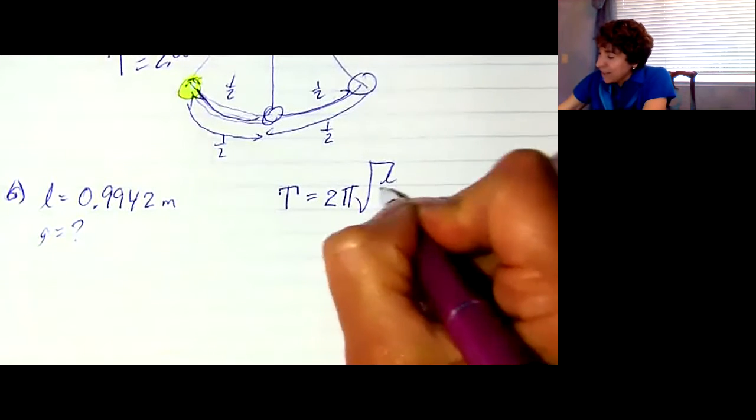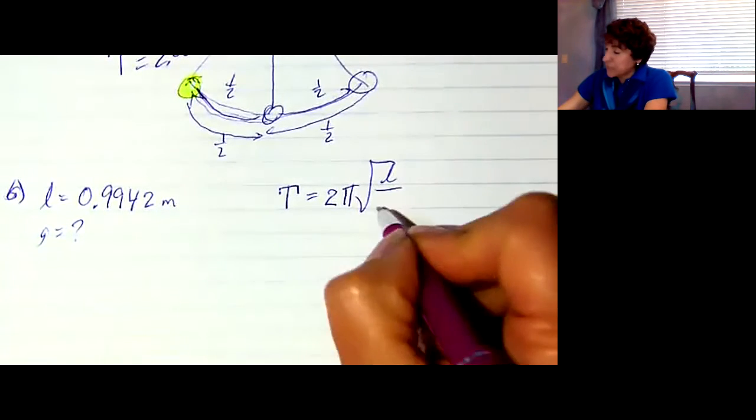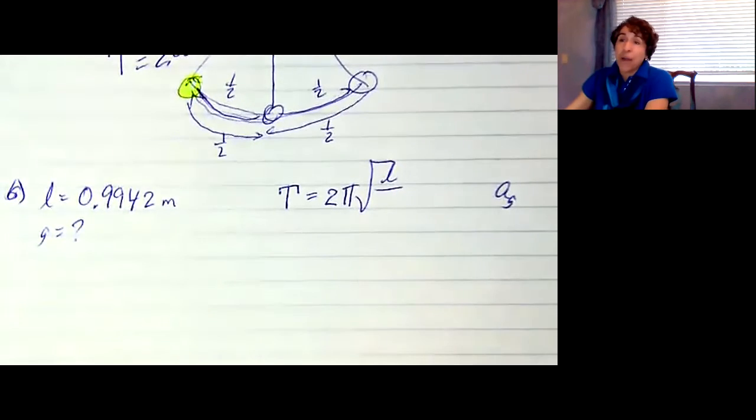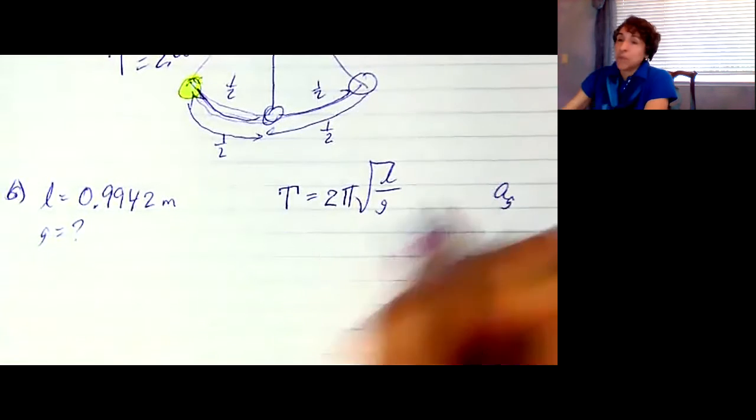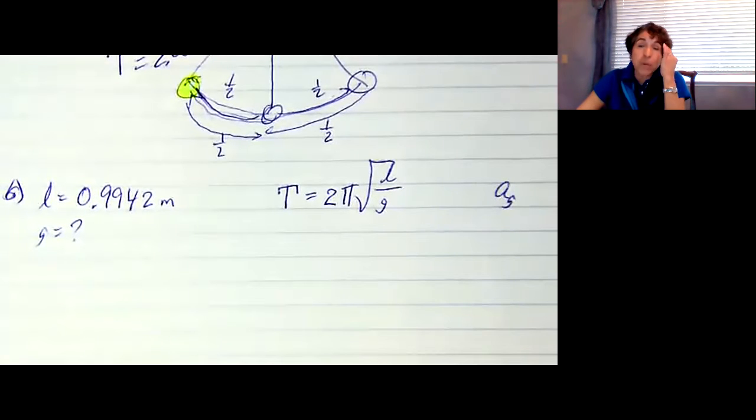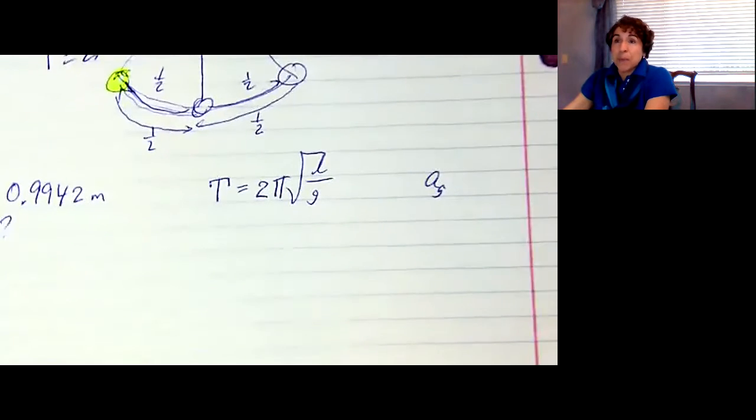The length over acceleration due to gravity. You could say acceleration due to gravity or little g. I want to solve for little g. Before, we played around with the algebra to solve for L; this time we're going to solve for g.